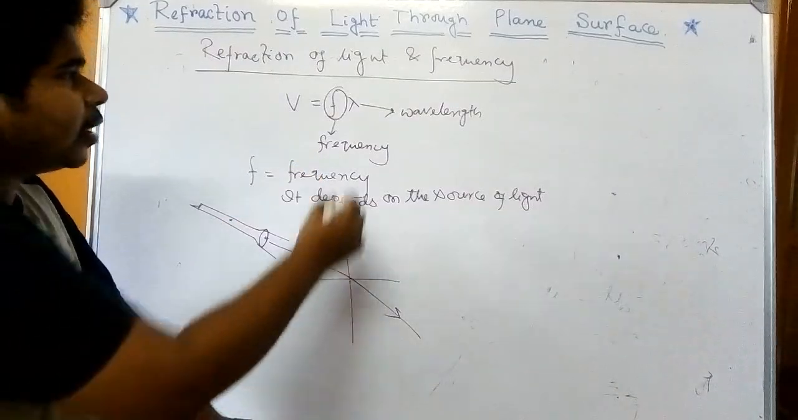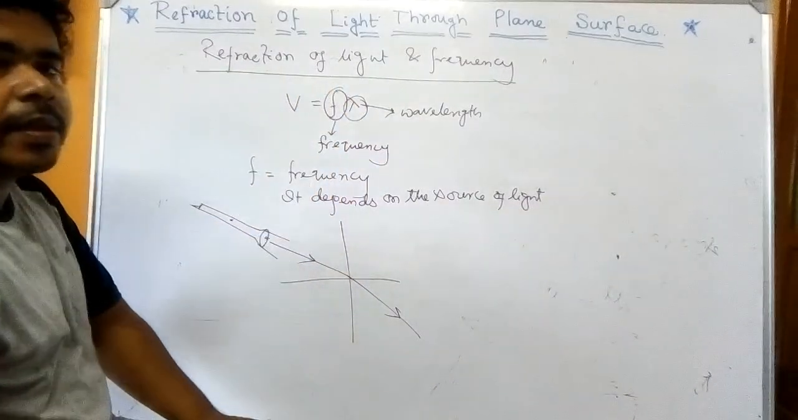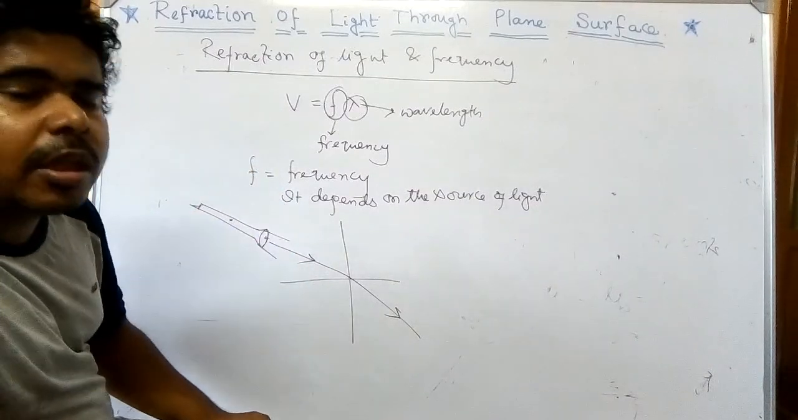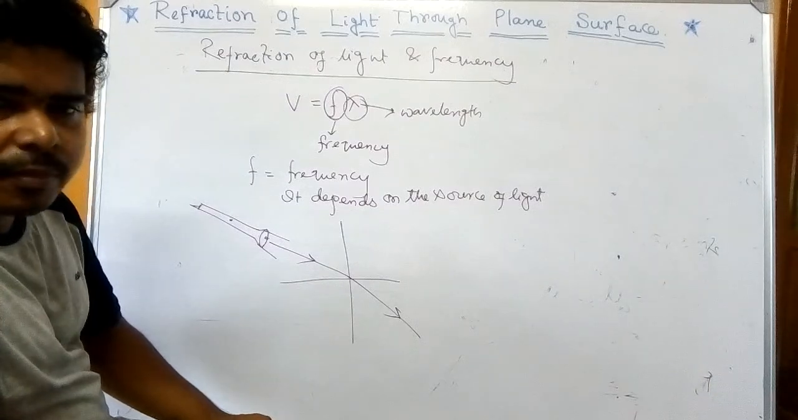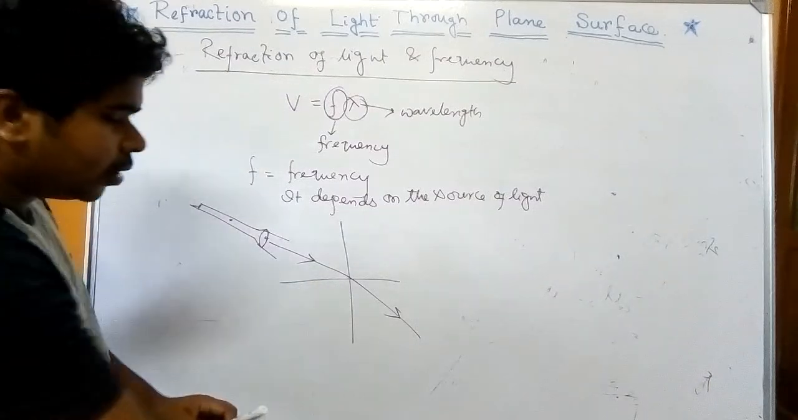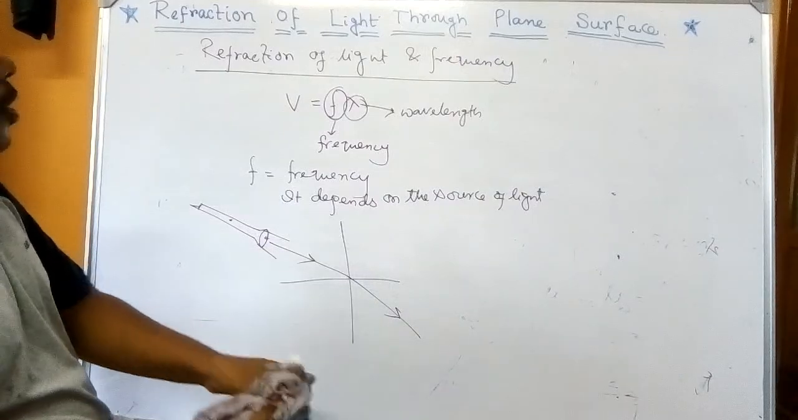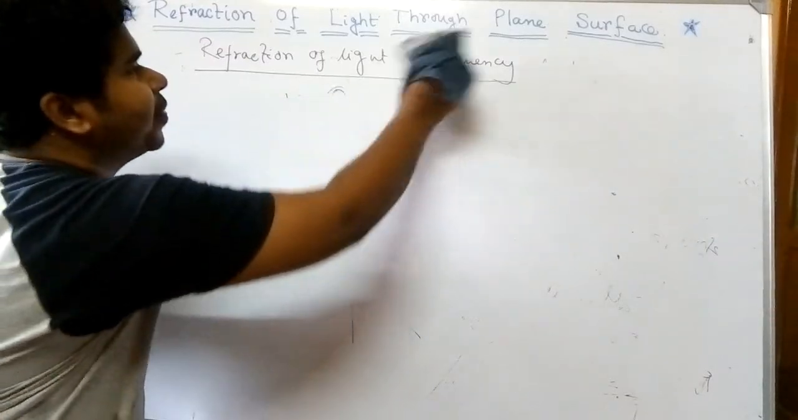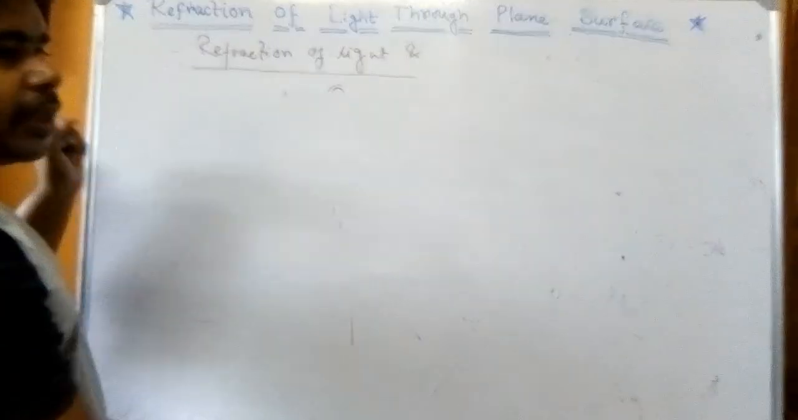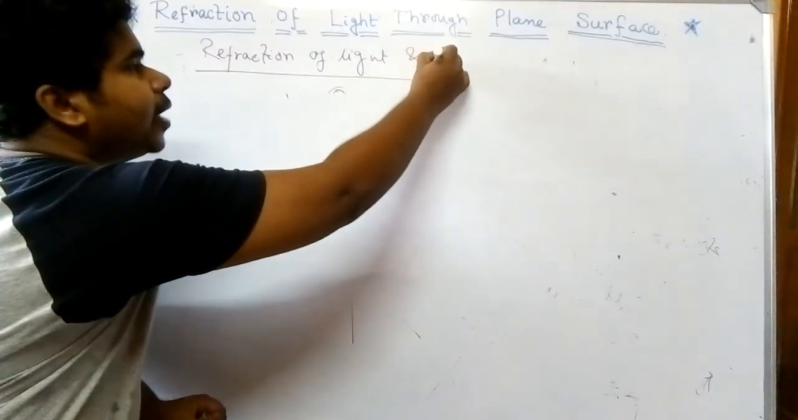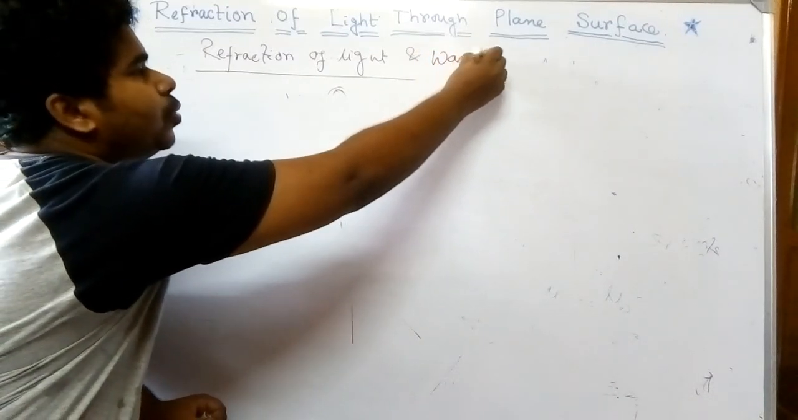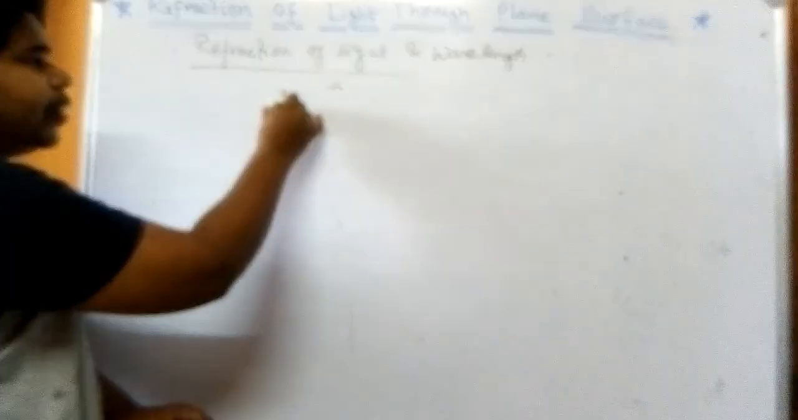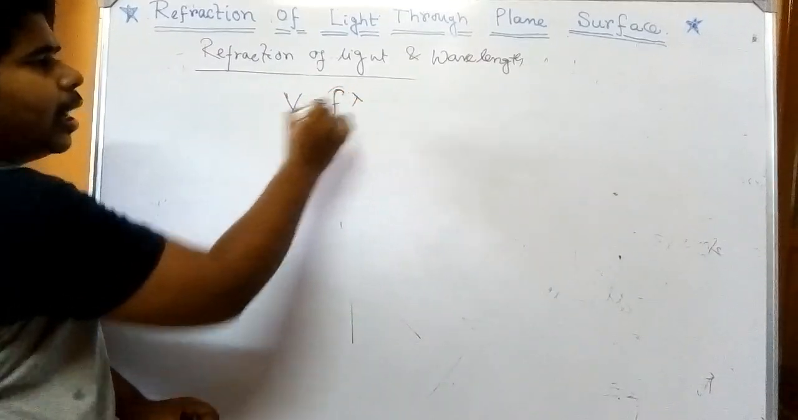Then it is clear that the wavelength of the light changes when refraction occurs, and that's why the velocity of light changes. Frequency is the only property that is not changed due to refraction, but the wavelength is changed. We come back to the same equation, v equals f lambda.